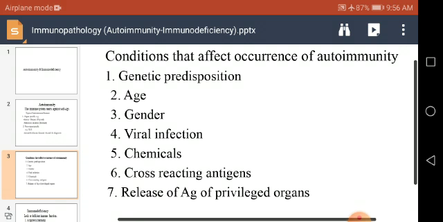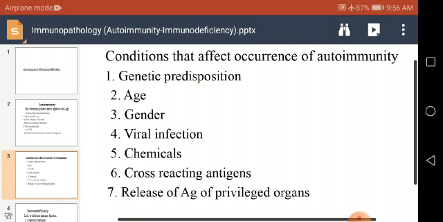Cross-reacting antigens. Here the best example is the rheumatic heart disease, where the antibody resulting from the antigenic stimulation by Streptococcus pyogenes, these antibodies cross-react with the antigens of the heart tissue, leading to rheumatic heart disease.